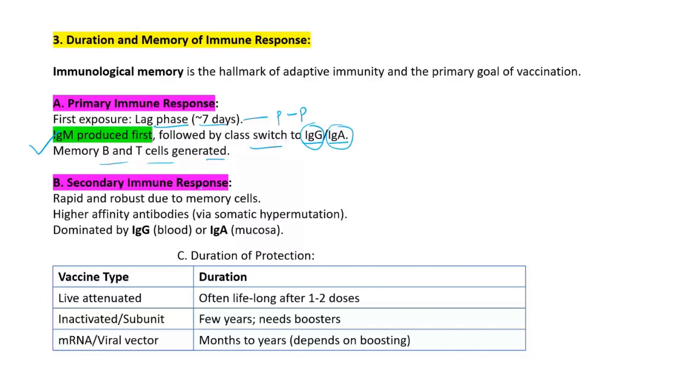Secondary immune response: rapid and robust due to memory cells, higher affinity antibodies dominated by IgG or IgA. So you can say that for live attenuated, this is the duration of immunological response, lifelong after 1 to 2 doses. Inactivated subunit, few years, needs booster dose. mRNA, month to years, depending on the boosting. So this is the immunological response related to different kinds of vaccine.